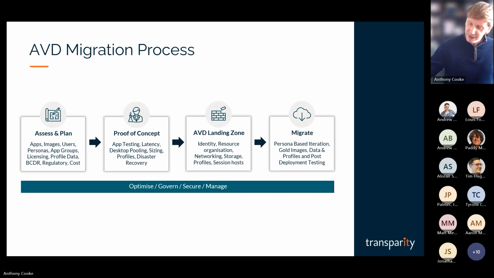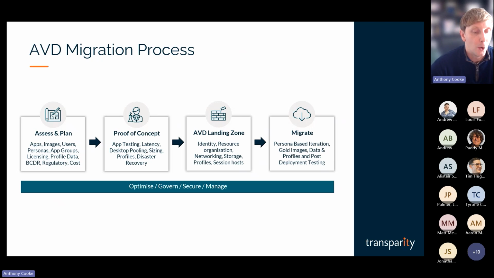So this is a high level of the process, and I'm going to walk you through an example. The first part of this, of course, is assess and plan, as with any migration. But when we talk about assess and plan, what we're assessing there is what the applications are, what images you're currently using, what your user base is, and where they are.